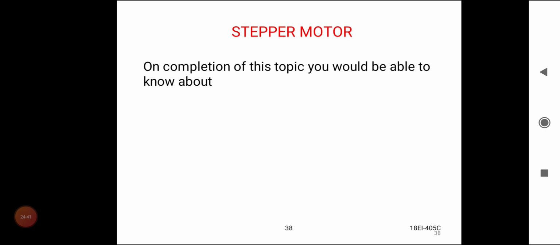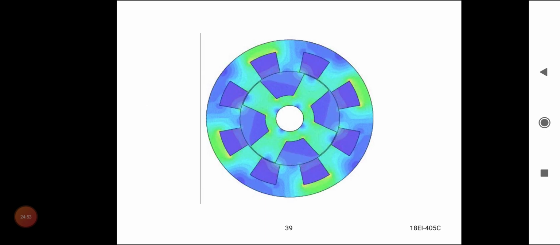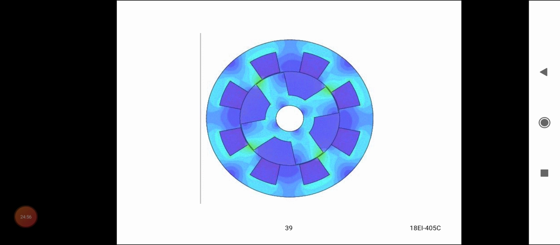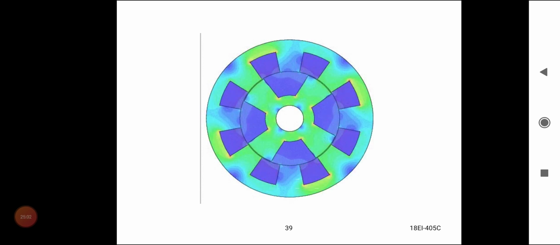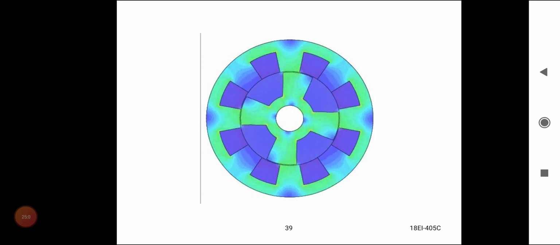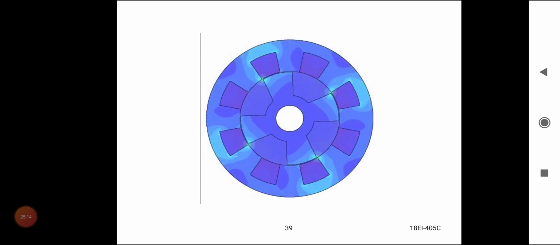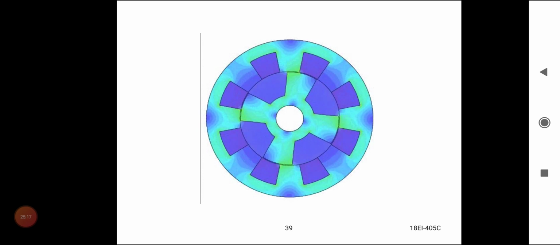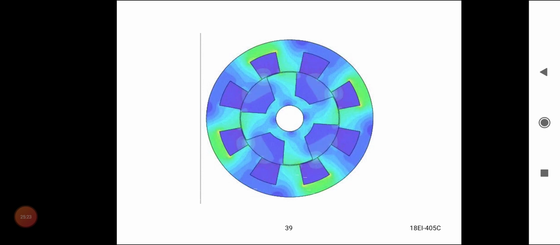On completion of the topic, you will be able to know about the stepper motor, its principle of operation, advantages, and disadvantages. A stepper motor, you can see in the slide with the animation. The stepper motor is a rotary machine. The rotation of the stepper motor is by discrete steps according to the number of train of pulses.